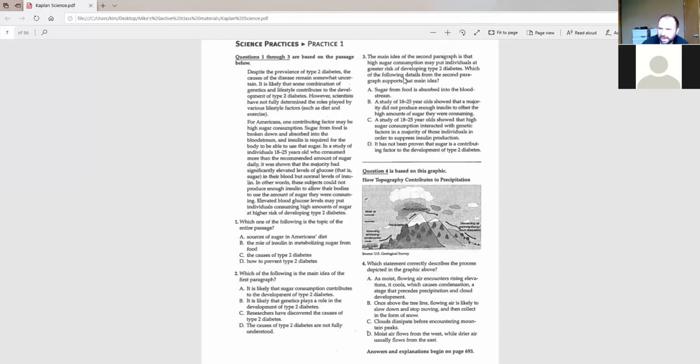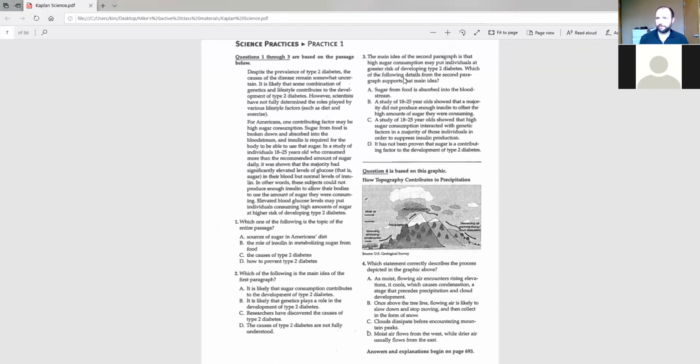Okay? The next one I'd throw out is A, sources of sugar in Americans' diet. It does talk a lot about sugar, but does it talk about where Americans are getting that sugar from, or what they're eating that's leading to them having too much sugar? No. It talks a lot about sugar, but it doesn't talk about the source of that sugar. It just talks about sugar as it's related to diabetes. Okay. So A isn't right either. So I would throw out A and B, and then I'd look and choose between C and D.